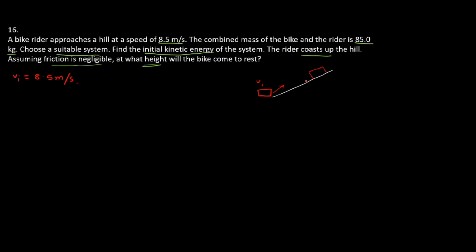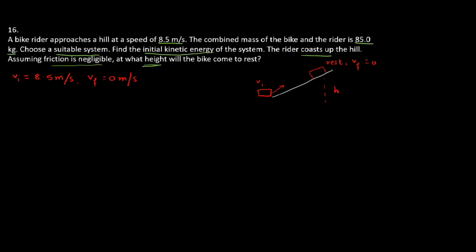And when he coasts up, at a certain point he comes to rest. So at whatever height he comes to rest, at this point my velocity, which I will call v final, will be 0. Since the object is at rest, velocity at that point has to be 0. So I will write v final equals 0.